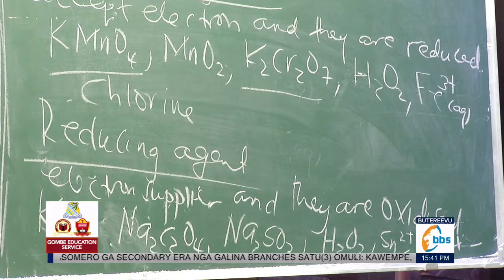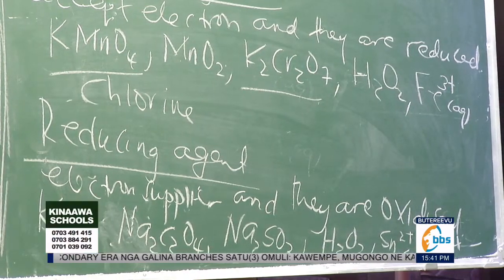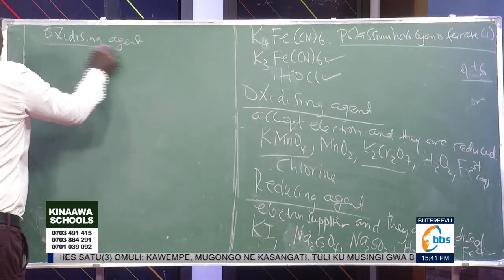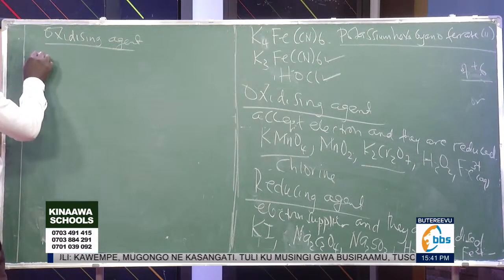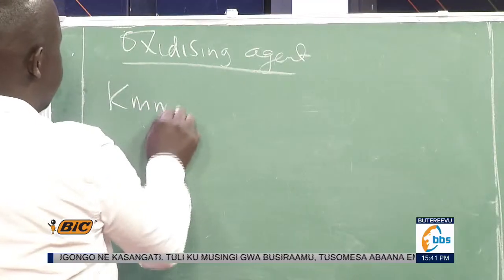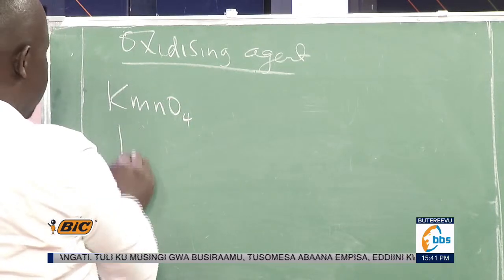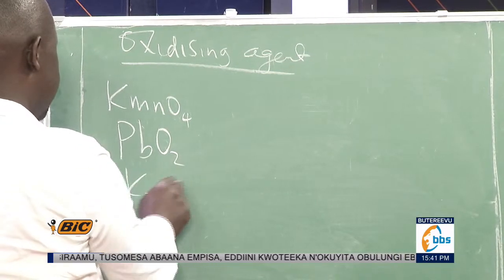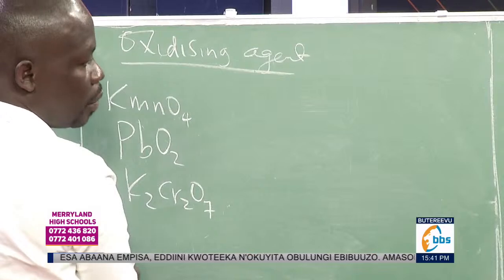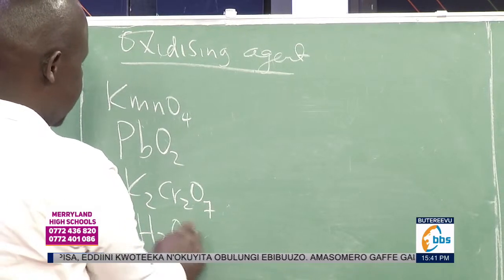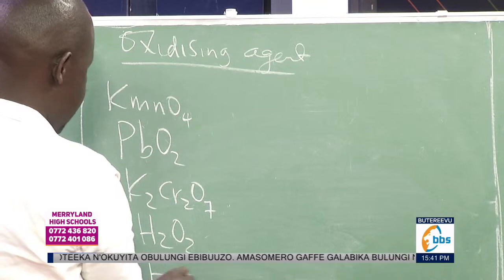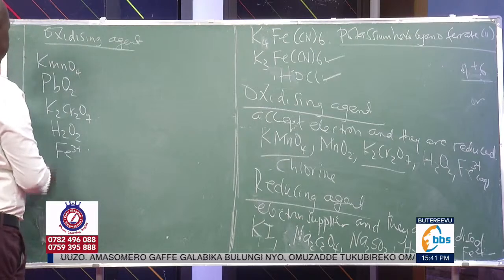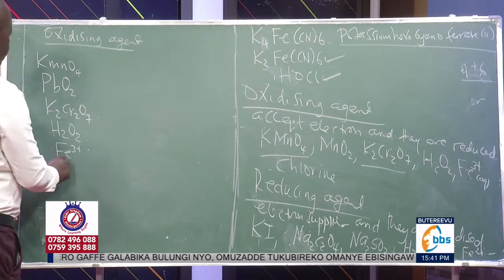Now let us look at still oxidizing what? Agents. We have the potassium manganate. There's also lead oxide. We have potassium dichromate. We have hydrogen peroxide. We have iron 3. What else? I think these are the basic ones, and even manganese 4.